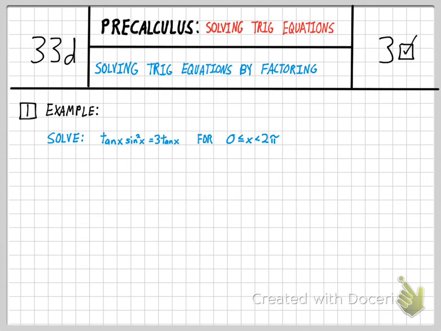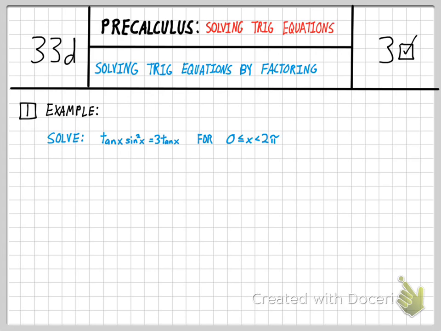This is Precalculus concept 33D. We're going to talk about solving trig equations again by factoring, but be presented with a few examples that are a little bit different than the quadratic type of factoring. So let's start off with an example.